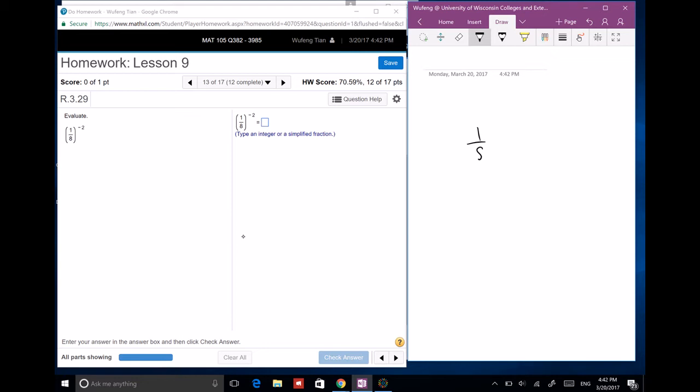One over 8 to the -2. So we first get rid of the negative sign by reversing the fraction. It's 8 over 1 to the +2. 8 over 1 is 8 squared, which is 64.